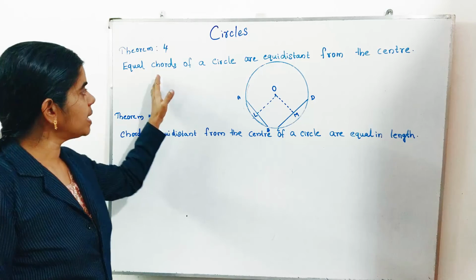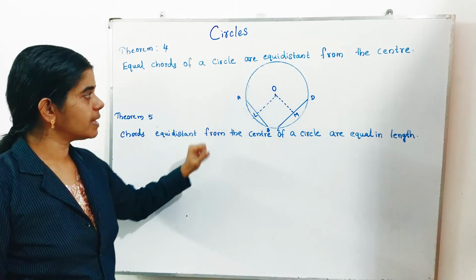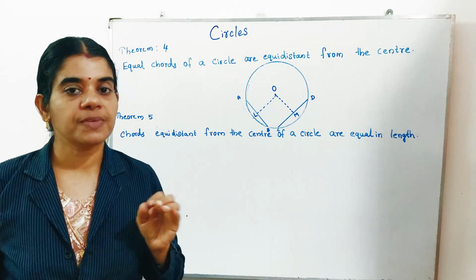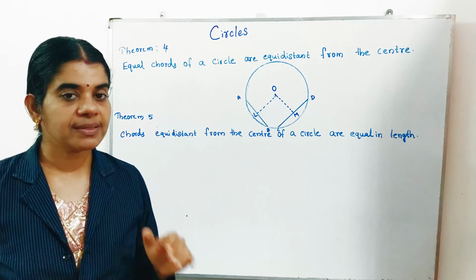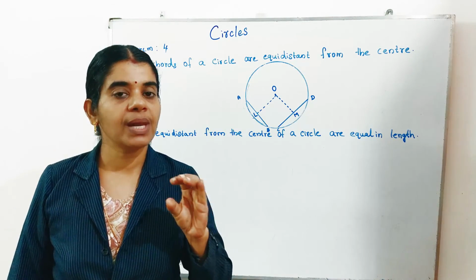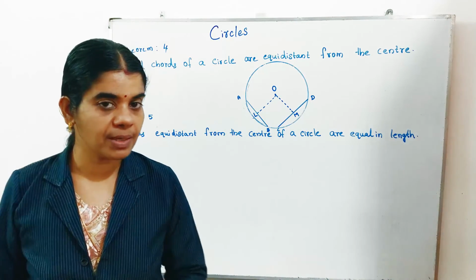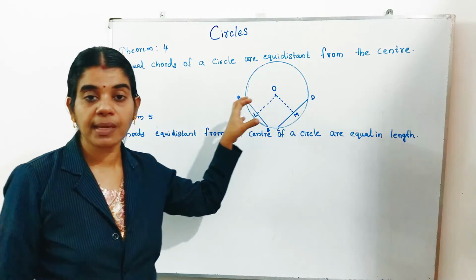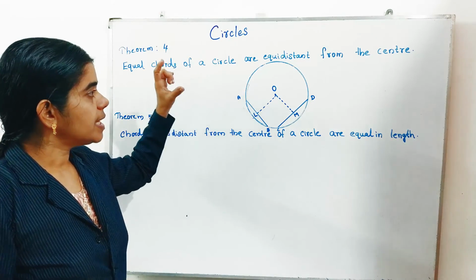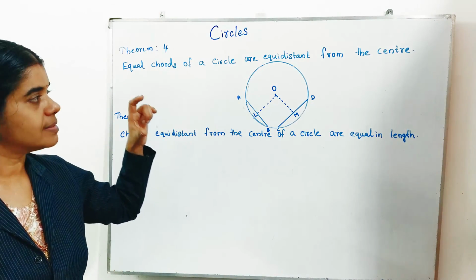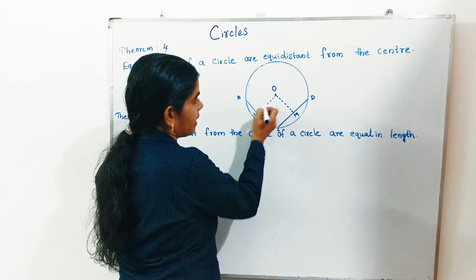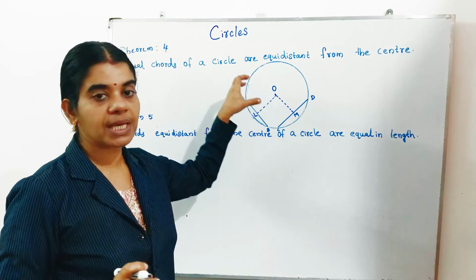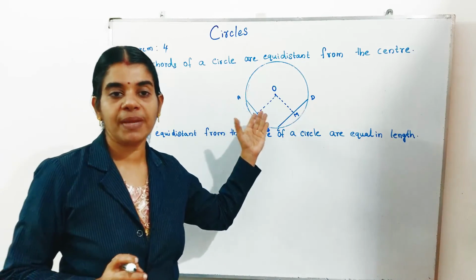Next theorem, equal chords of a circle are equidistant from the center. First what we studied: equal chords of a circle make equal angles at the center. Otherwise, if two chords make equal angles at the center, those chords will be equal. Next one, two chords are equal. AB and CD are the two equal chords. They are equidistant from the center. Then OL is the distance of that chord from the center, here OM is the distance of that chord from the center. So that also will be equal.